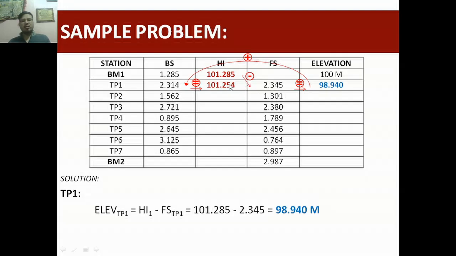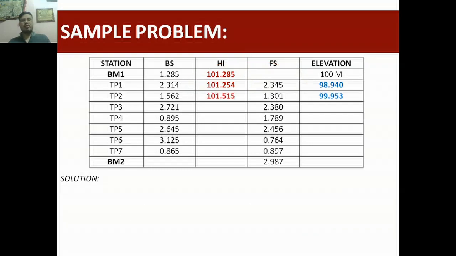So how did we get this one? 98.94 plus 2.314 equals 101.254. Okay, we will proceed to turning point 2. How did we get this 99.953 and 101.515? It is the same again. From your height of instrument 2, you go down again, minus the foresight of turning point 2 equals. So both mean the following.